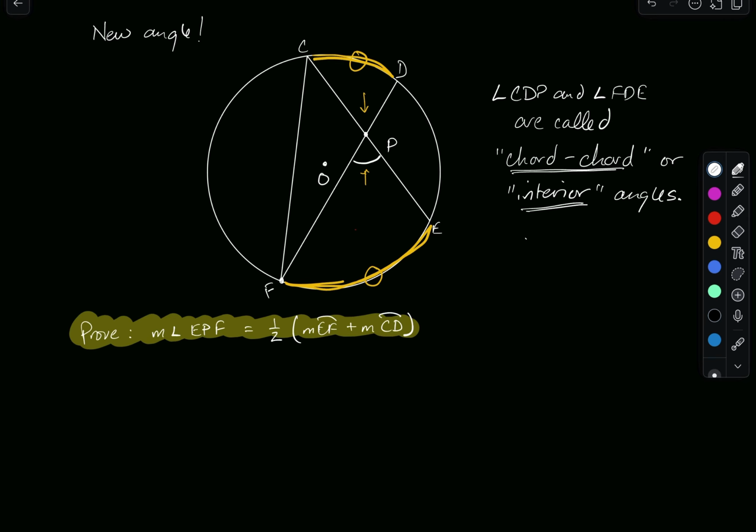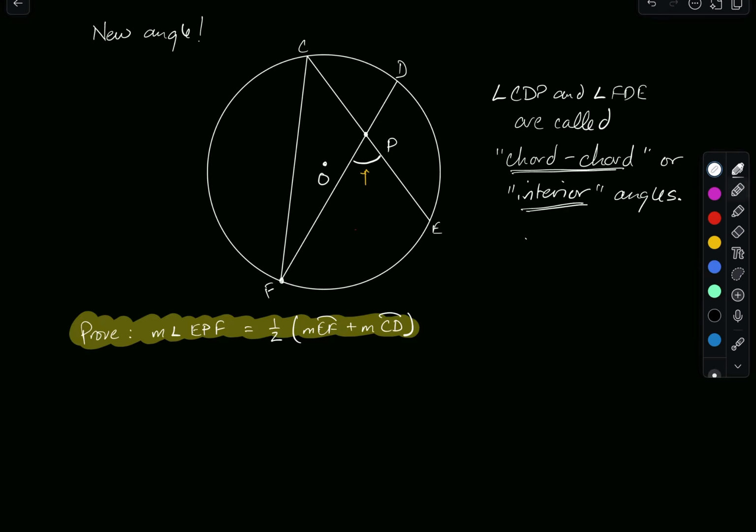I'm going to draw the chord CF. And in doing so, I'm going to create a situation that I am particularly interested in. Let me clean up this diagram a little bit here. Let's do that and get rid of this. Oh, I didn't want to get rid of the circle. Try that again. Come on. There we go.